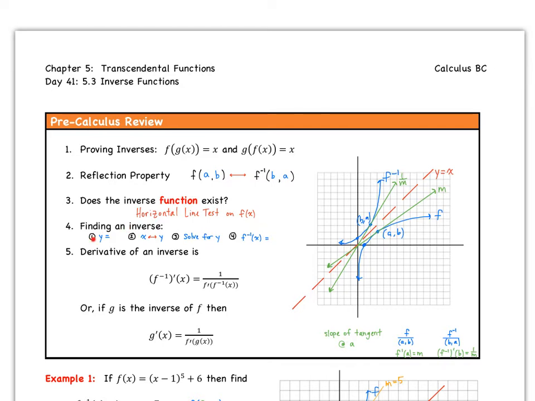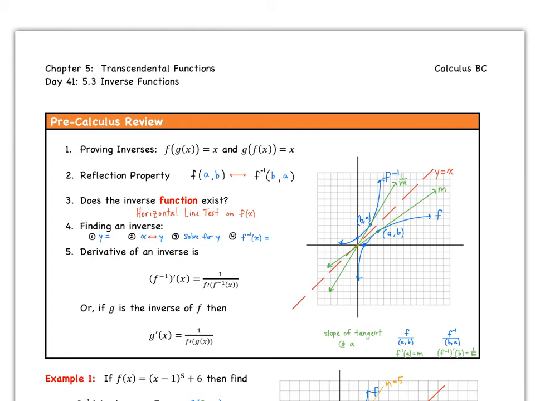So how do we find the inverse? Remember, first we switch that f of x to y notation, y equals. We switch our x and y values. Then we solve for y, and then of course we switch back to our proper notation, which is f inverse of x.